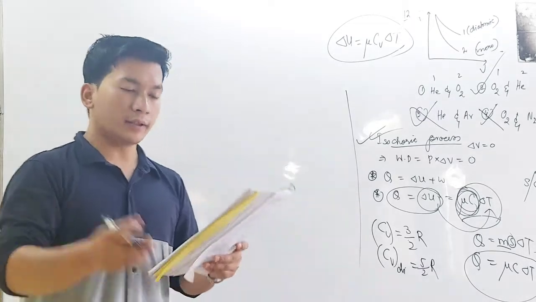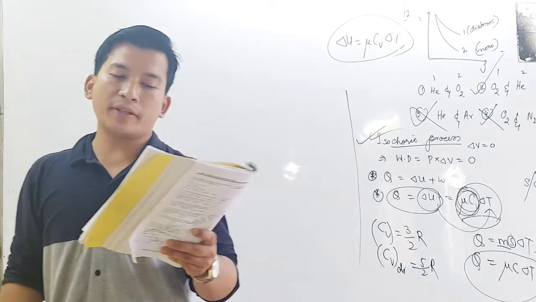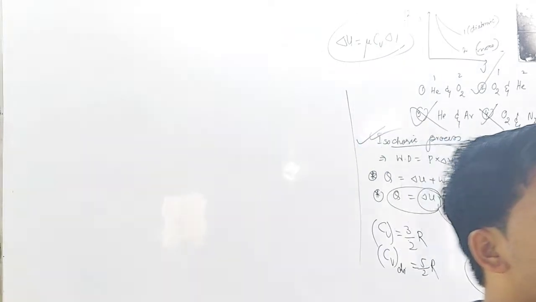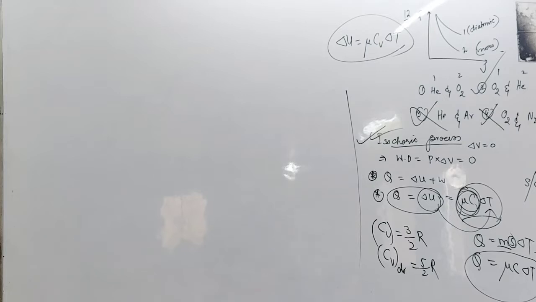Question number 11. The temperature of 5 moles of gas which was held at constant volume is increased from 100 to 120 degrees Celsius. For internal energy you must apply, at constant volume, mu C_V delta T. Mu is given, and the change in temperature is 20. The change in internal energy is asked in joules.